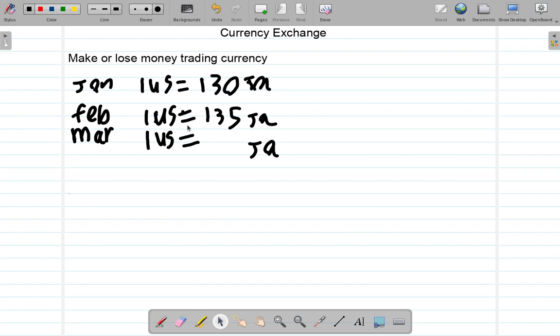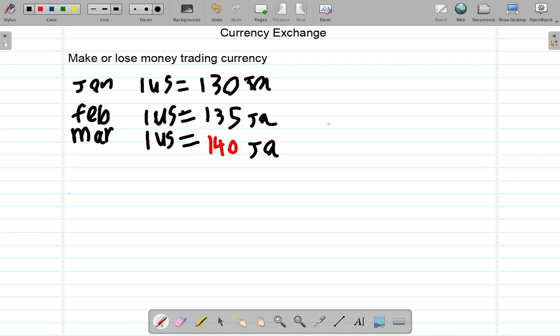Somebody looks and says, you know, the Jamaican dollar is weakening, and based on what I see happening, I am going to bet that it will keep declining in March. So I expect that come March, the value is going to be about 140 Jamaican dollars.